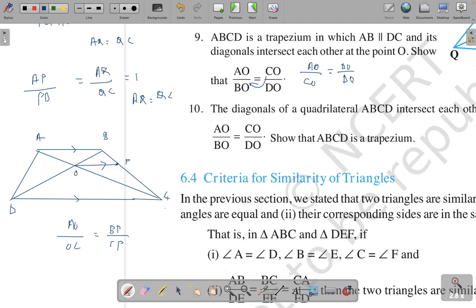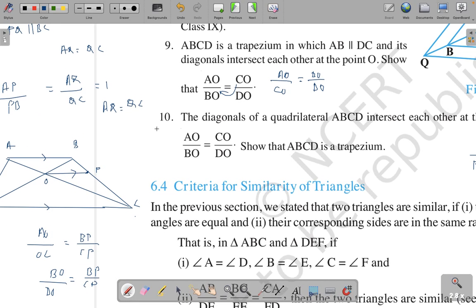So I think BCD. Yeah, very good. So in BCD you can write BO upon DO is equal to BP upon CP. Now you can cancel these two terms to get AO upon OC is equal to BO upon DO. And then we have to do some adjustments.